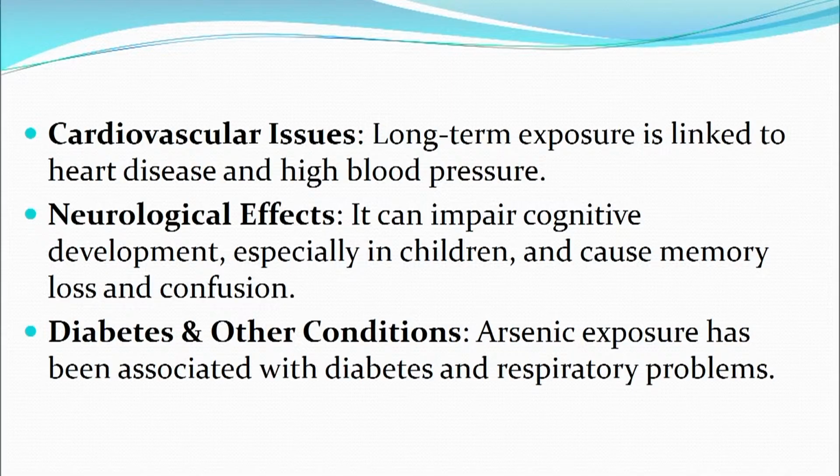Arsenic toxicity can impair cognitive development, especially in children, and causes memory loss and confusion. It can be categorized as a neurological effect. Arsenic exposure has been associated with diabetic and respiratory problems too.